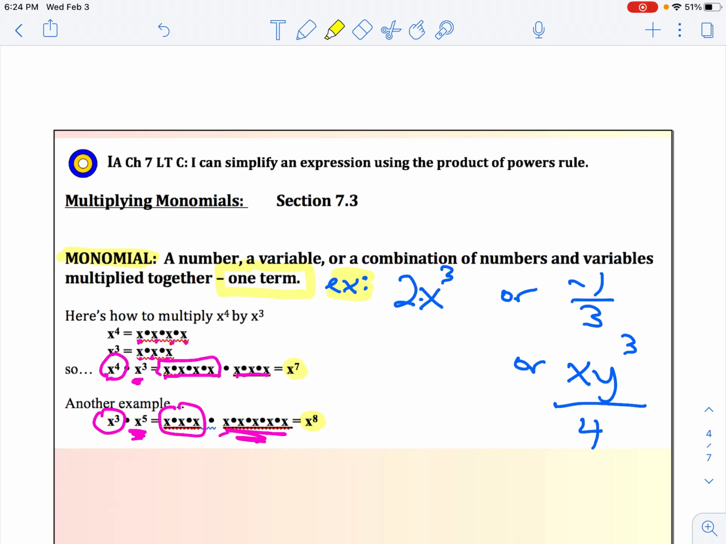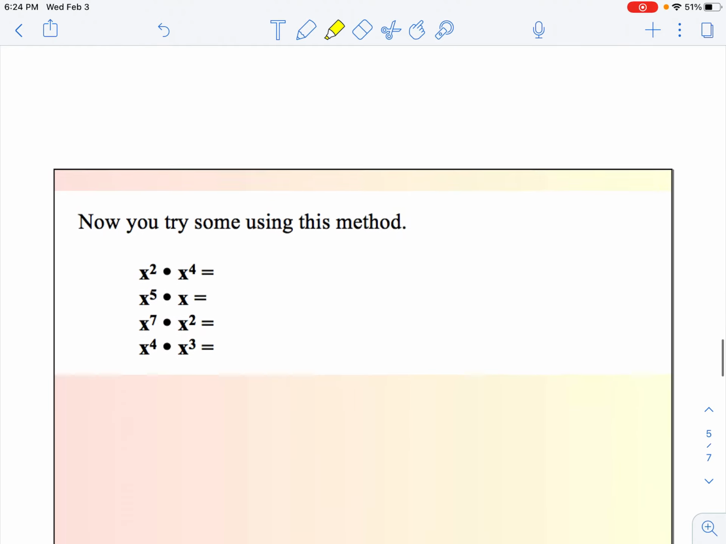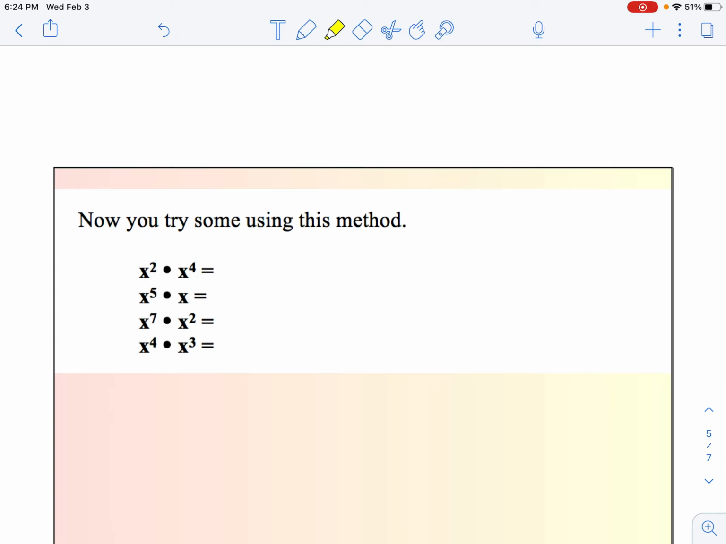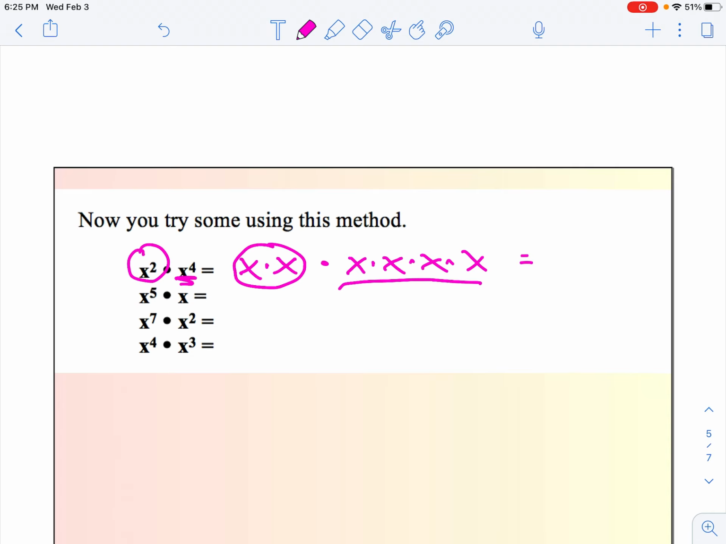So can you see what's going on here? Can you see a pattern? That's what we're kind of looking for. So now try some using this method, okay? I want you to try to write these out the long way. So what I mean is write x to the second as x times x. Write x to the fourth as x times x times x times x. Then write the answer, and how many x's are being multiplied together? 6. So now you try it for these last 3 questions. Pause the video and then restart the video to see if you got it correct.